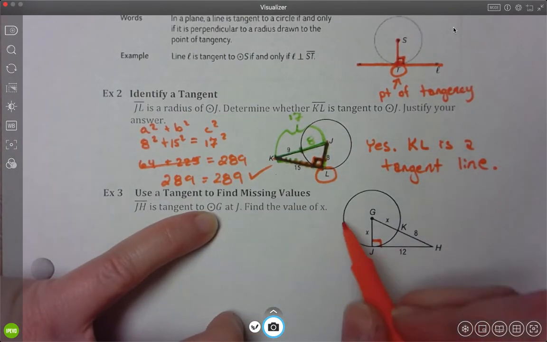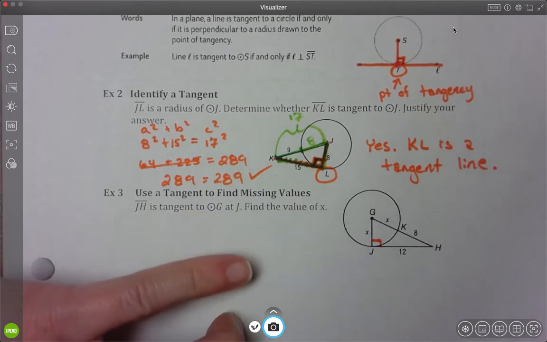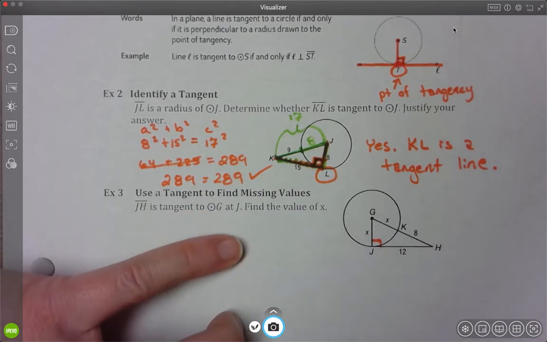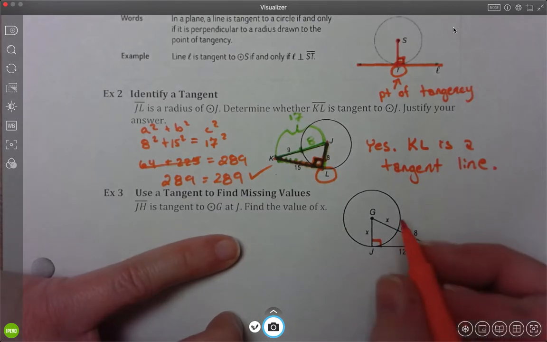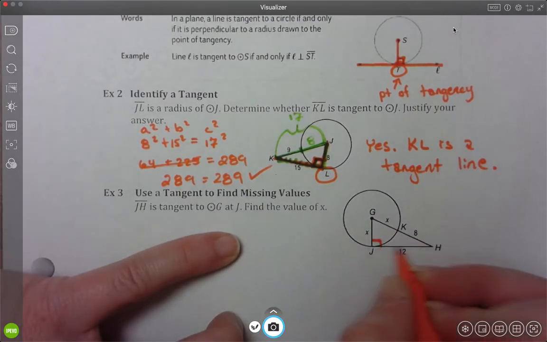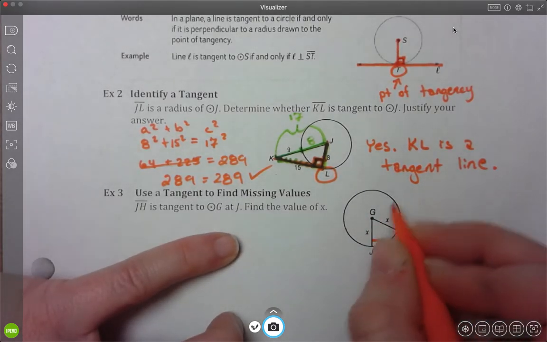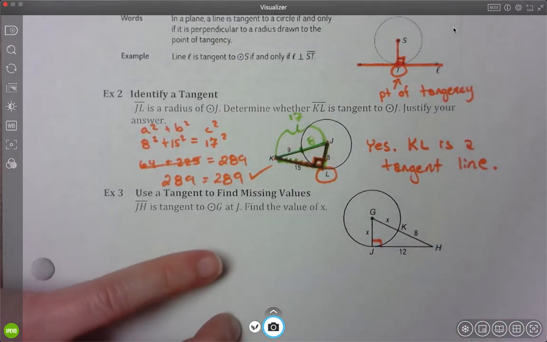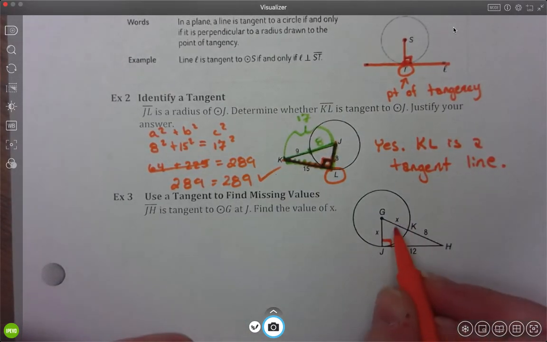They're saying JH is tangent to that circle. Okay, find the value of X. Oh my gosh, this one's a little bit more work. Okay, so again, we have a right triangle with a 90-degree angle in it, and I can use my Pythagorean theorem again.